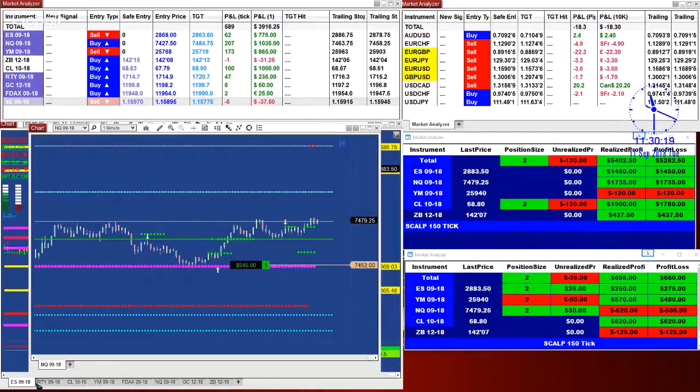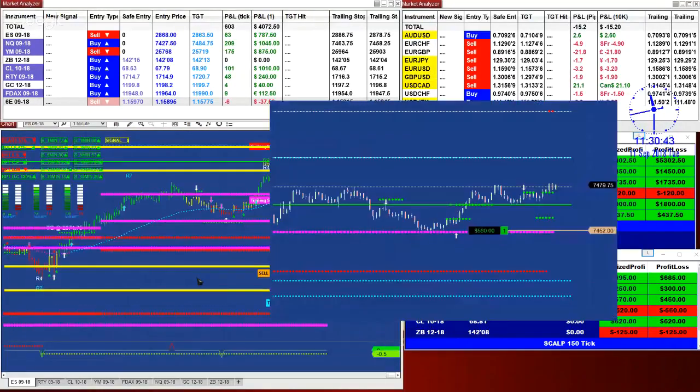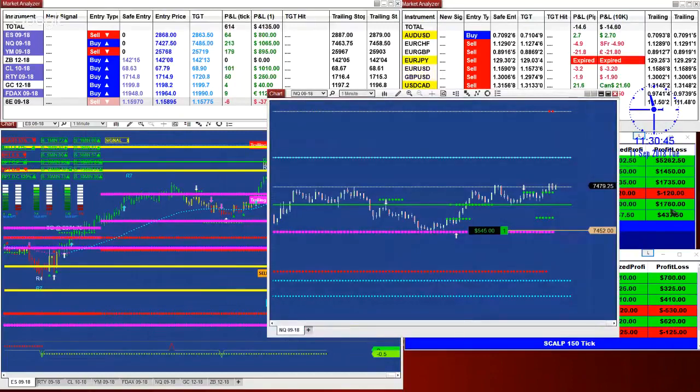I cannot get those to work, the ones at the bottom. That means I need to reinstall NinjaTrader and put a fresh installation in for some reason. Oh, okay, it just moved.